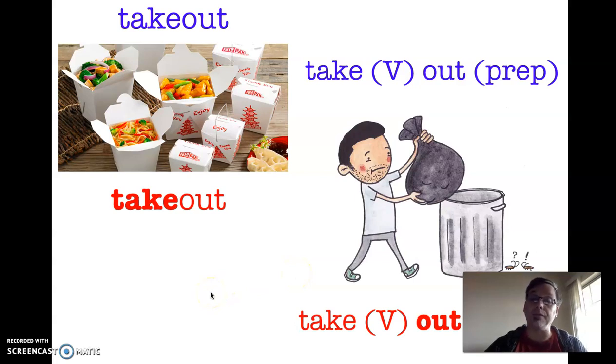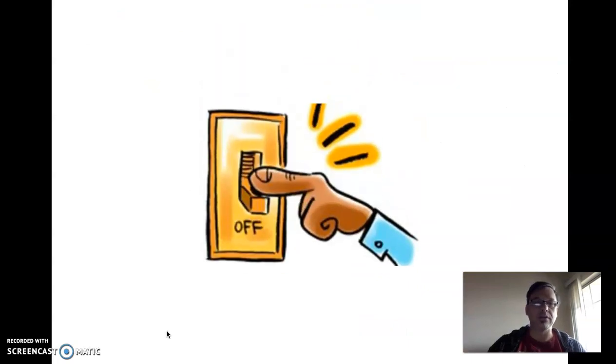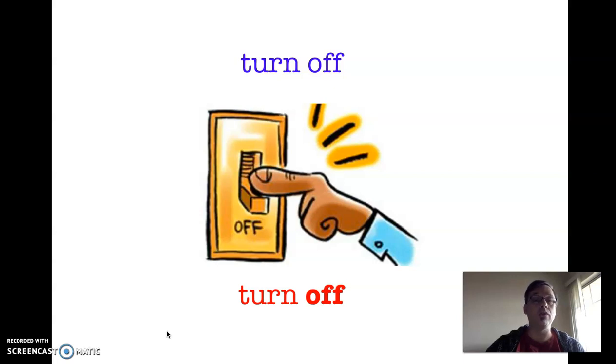In this case, for the verb, we're going to stress the second word, right? Take out. Can you take out the trash? Can you take out the trash? The stress is on the second word. Take out the trash. Try another one. What's this person doing? Turn off. Will you please turn off the light? Okay.